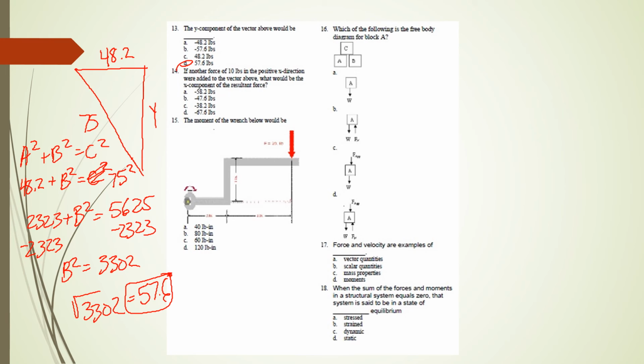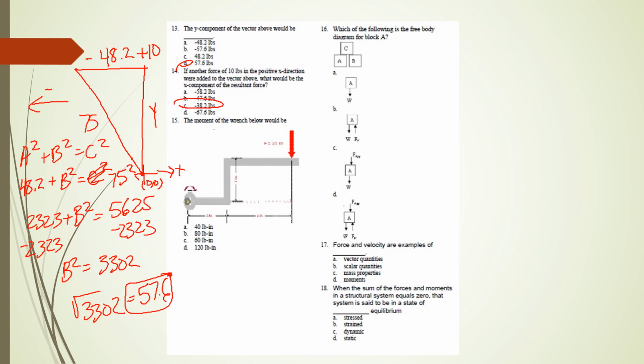Number 14, if another 10 pounds in the positive x direction were added to the vector above, what would be the x component of the resultant force? So all that's saying is, remember, this is our origin down here. So 0, 0 is here. These are positive numbers. These back here are negative numbers. So this is actually negative 48.2. And all it says is, if you add 10 pounds in the positive direction, what's my resultant force? So negative 48.2 plus 10 is going to be 38.2.